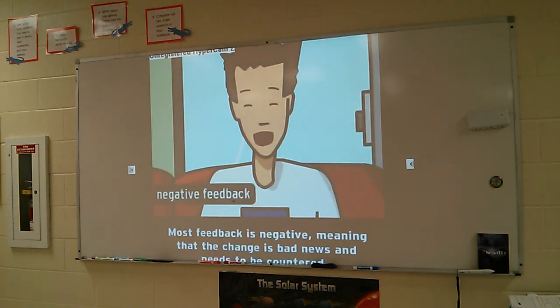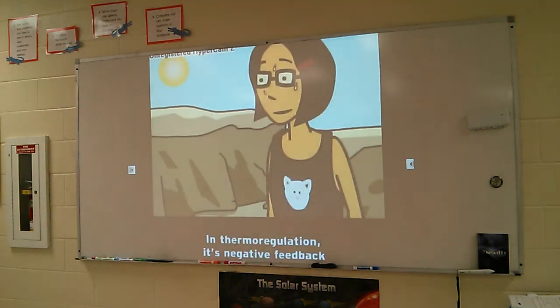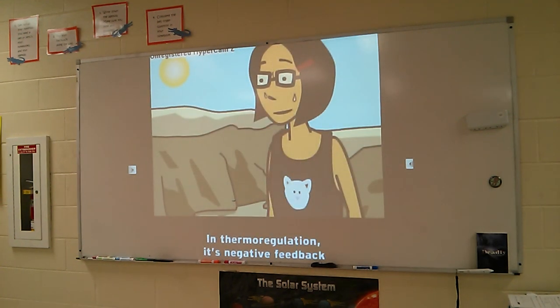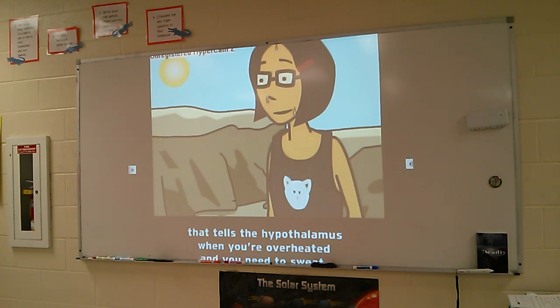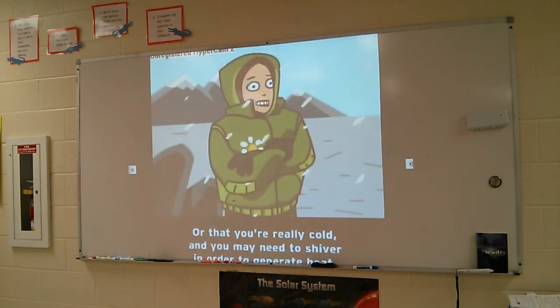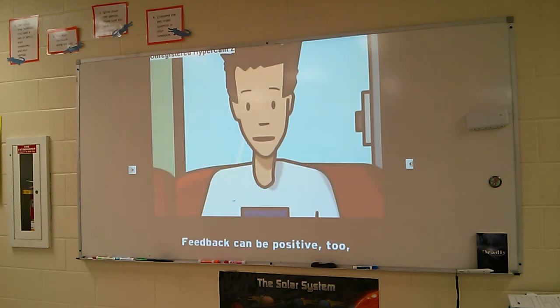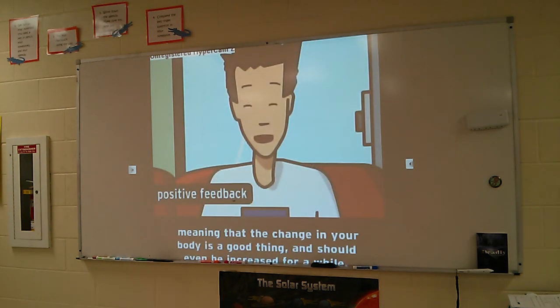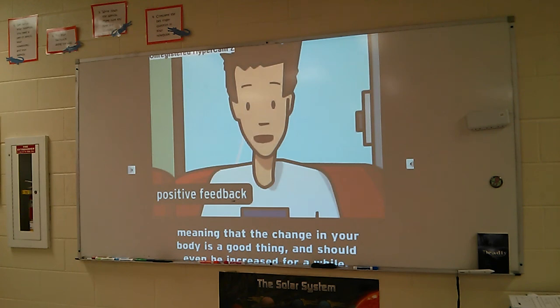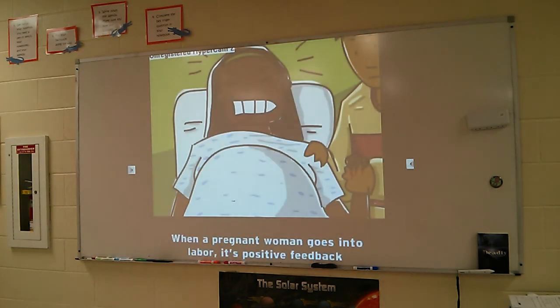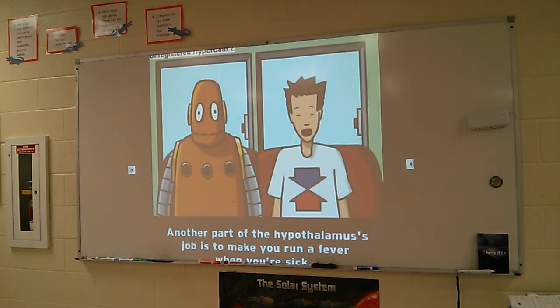Most feedback is negative, meaning that the change is bad news and needs to be countered. In thermoregulation, it's negative feedback that tells the hypothalamus when you're overheated and you need to sweat, or that you're really cold and you may need to shiver in order to generate heat. Feedback can be positive, too, meaning that the change in your body is a good thing and should even be increased for a while. When a pregnant woman goes into labor, it's positive feedback controlling the contractions that push the baby out. Another part of the hypothalamus's job is to make you run a fever when you're sick.